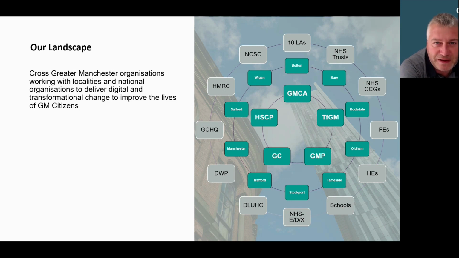And it's going to be really interesting to see how that plays out along locality leads and the formation of that ICS. But we've already got a strong relationship with health through the Health and Social Care Partnership that's been in place for a number of years as part of the devolution agreements that we had. But we also work alongside education and also some of the national organisations. So GCHQ and NCSC are really strong in the area with their local presence in Greater Manchester.